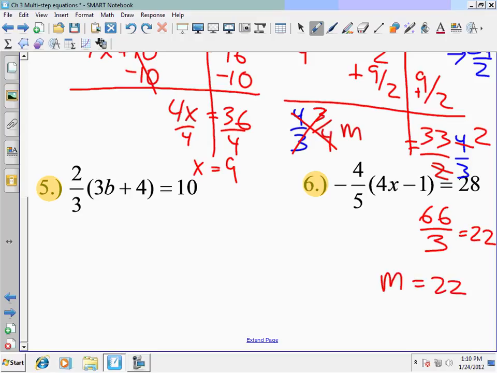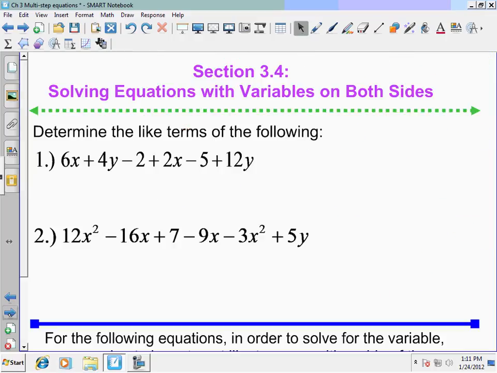Now, that's a pretty long problem, so we can look at that one a little closer. What I want you to do here is work on problem 5 and problem 6 right now. So go ahead, pause the video, and try those 2 problems. Okay, so looking at those last 2 problems, we'll go over that when we come back as a group.